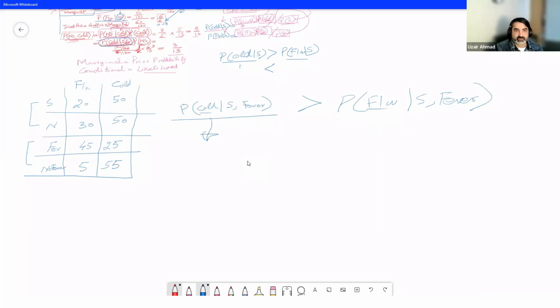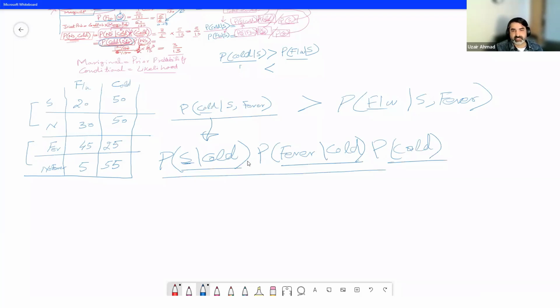How do we calculate this? This is the posterior, we calculate the likelihood. Given that the person has cold, what is the probability the person will be sneezing, multiplied by the probability of fever, given that the person has cold, multiplied by the probability of cold. So 2 conditional probabilities multiplied by the prior of cold, divided by the probability of sneezing and the probability of fever. Now this is going to be the same denominator for this equation.